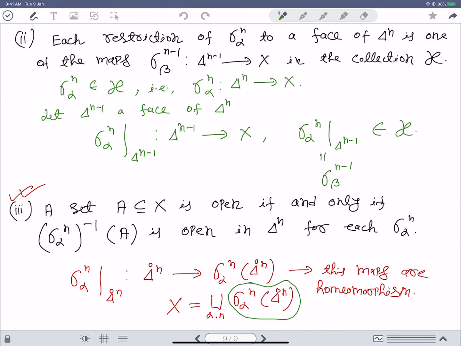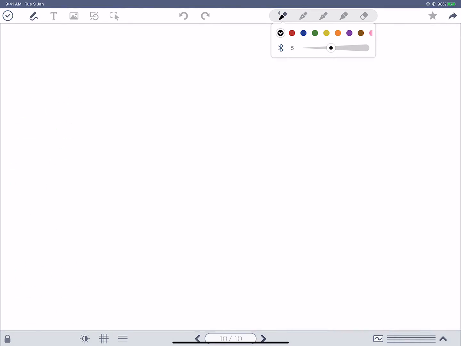Fine. Okay, now we shall see one example to understand this one. So here is one example.